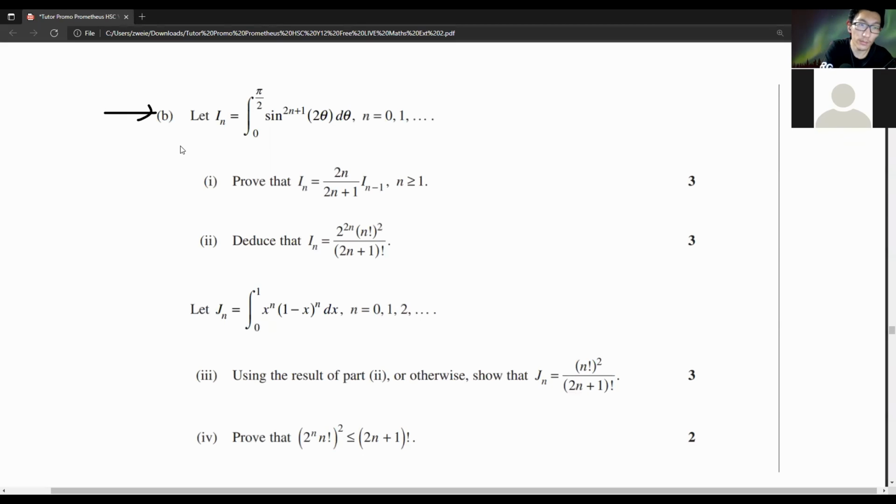This is question 16, part B, which is the last question you will get in your full unit HSC exam. All we have is an integration, but it's the recursive integrations which we get. I_n is equal to the integral from 0 to pi on 2 of sine to the power 2n plus 1 of 2 theta d theta, for n equal to 0 and 1. Prove that I_n is equal to 2n over 2n plus 1 times I_(n minus 1), n greater than 0.